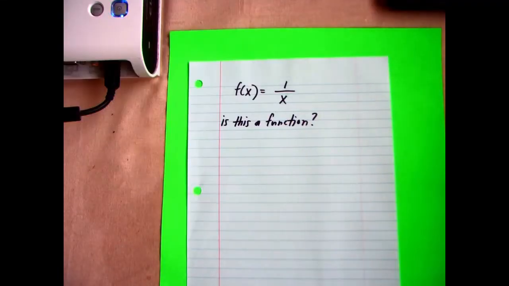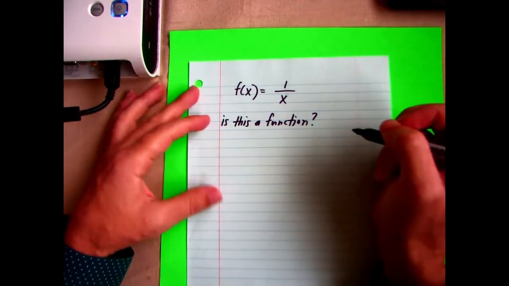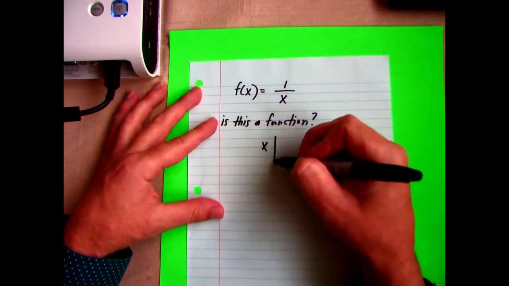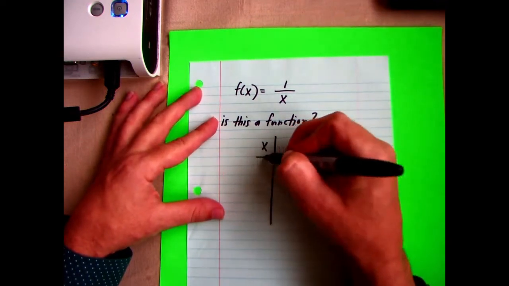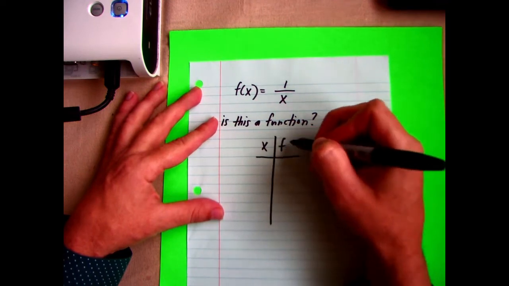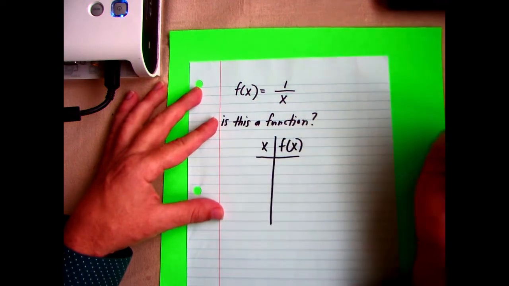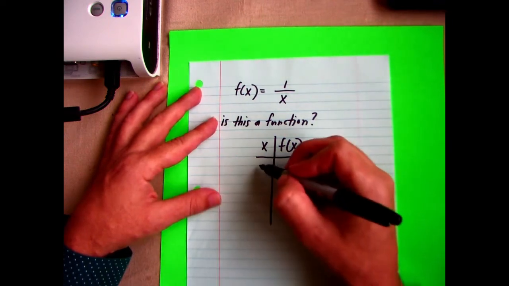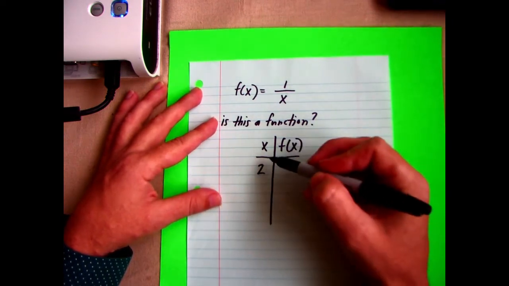So we're going to start off with f of x equals 1 over x, and I want to know, is this a function? Well, let's test this with our input-output test. I'm going to make a table of values with some various inputs and outputs, and we're going to study those.